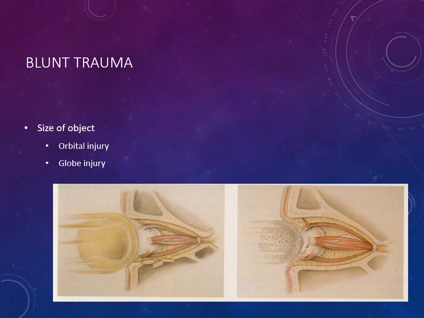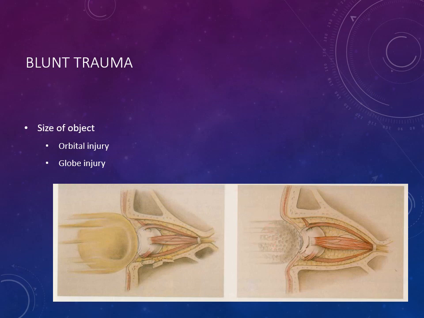The extent of the trauma in blunt injury depends on the size of the object. If we have a large object, such as a running tennis ball, for example, this will hit the orbital margin, the upper and the lower orbital margin. Probably this will minimize the ocular injury and maximize the orbital injury.